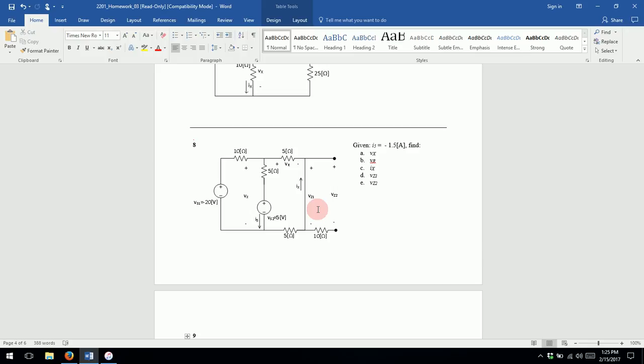Can I do it like this: I will add VS2 plus ES2, plus I5 multiplied by 5 ohm as well? Hang on, starting from here, you're writing your KVL going this way. I mentioned that Vx is going to be equal to VS2 plus I5 multiplied by 5. Yeah, that's what it is, right? Vx will be equal to I5 times 5 plus ES2.